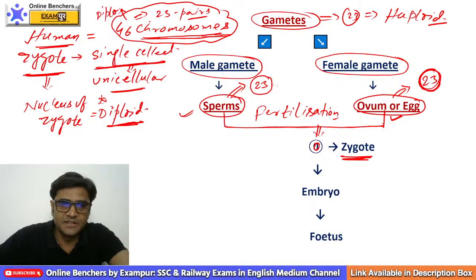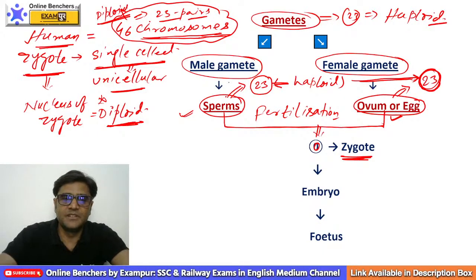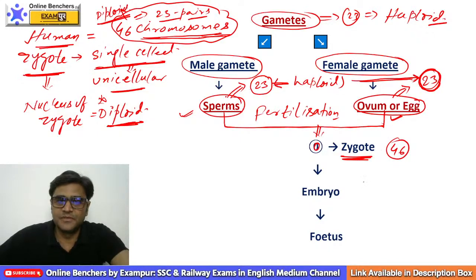This is your diploid. So body cells are diploid, that is we have 23 pairs, and gametes, that is sperms and ovum, are haploid. They contain exactly half the number of chromosomes with respect to body cells. So when fusion of sperm and ovum takes place, zygote is formed. In zygote we have 46 chromosomes. Zygote divides to form embryo, then we have fetus, and then child.